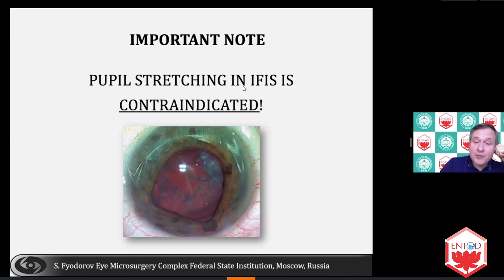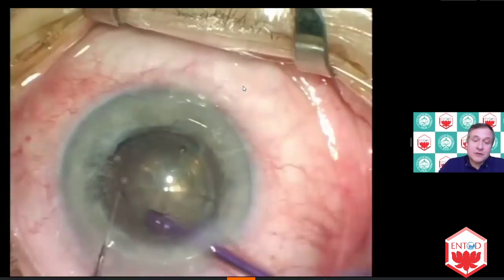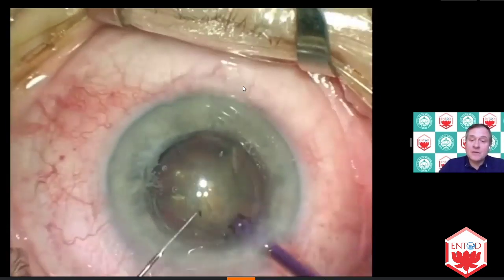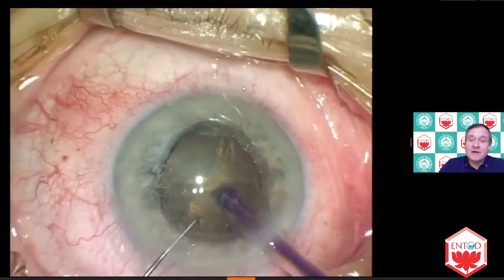And also, it's very important when the pupil starts to constrict, you don't use pupil stretching maneuvers, which is absolutely contraindicated in intraoperative floppy iris syndrome, because it will give you additional trauma to the iris.